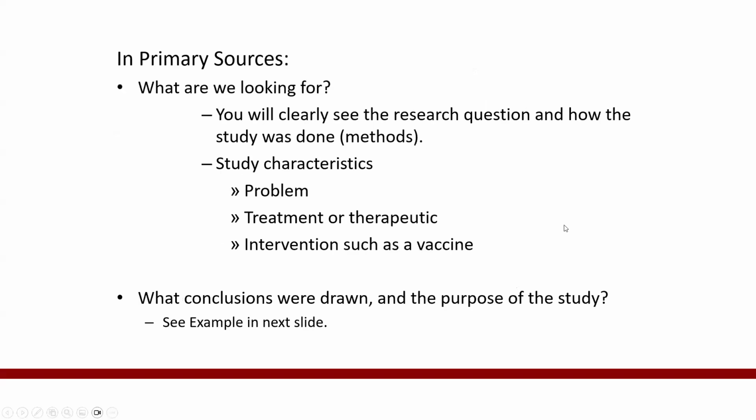Okay. So how do you know? Once again, you will clearly see the research question in a primary source and how the study was done, the methods, the study characteristics, the problem, the treatment or the therapeutic intervention. The intervention could be a vaccine. You'll also see the conclusions that were drawn and the purpose of the study.